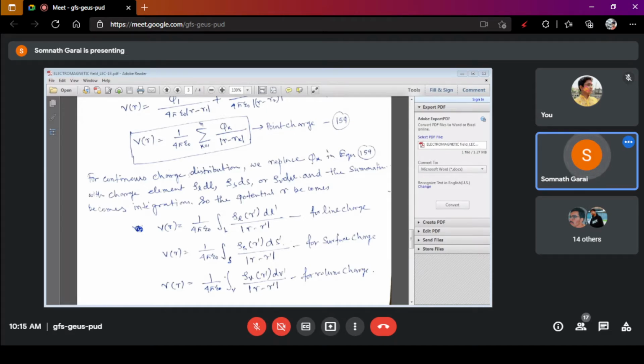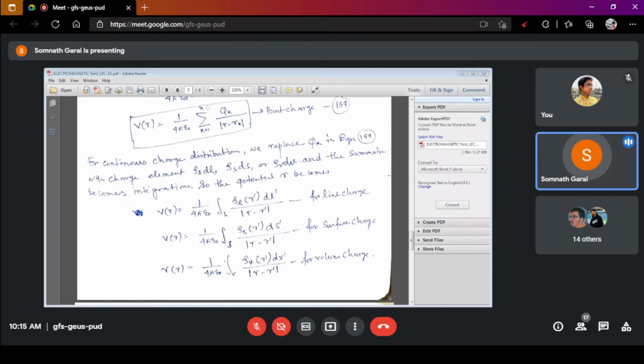That's why this qk is replaced by line charge density, surface charge density, and volume charge density with respect to line charge, surface charge, and volume charge. And this summation is replaced by integration, because integration represents continuous charge distribution, summation represents discrete charge distribution.